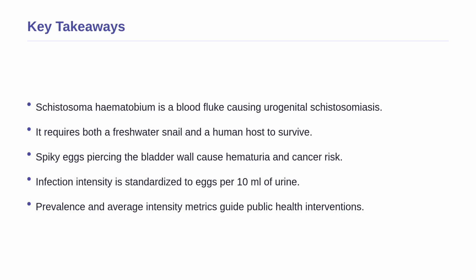We have covered a lot of ground today, so let us review the most important ideas. First, Schistosoma haematobium is a dangerous blood fluke that relies on a two-host life cycle between freshwater snails and humans. Second, the severe symptoms, including blood in the urine and bladder cancer, are caused by the female's spiky eggs tearing through the bladder wall. Finally, we learned how to use mathematical formulas to standardize infection intensity and calculate community prevalence.